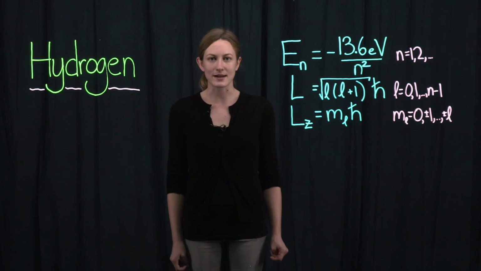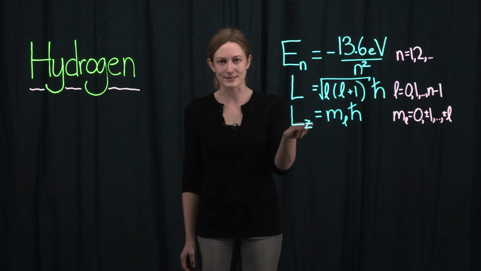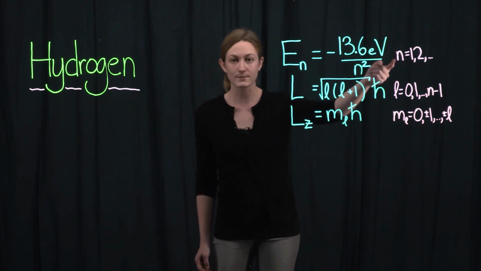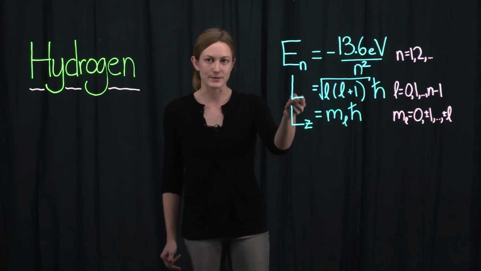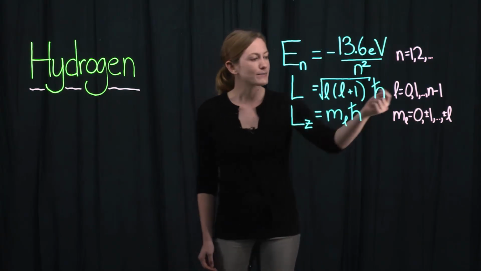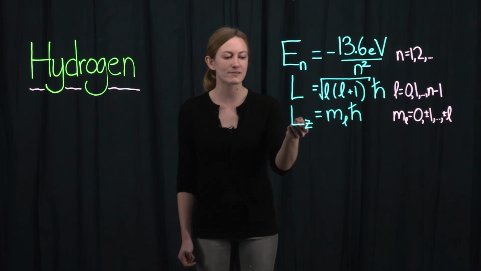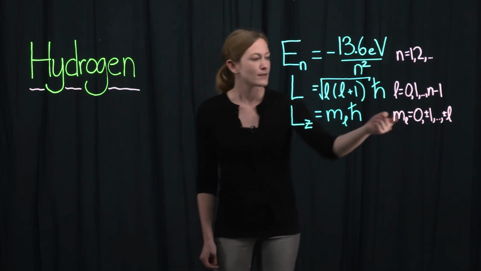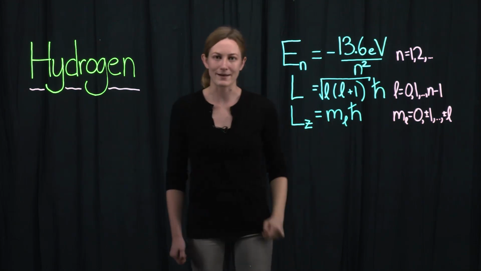Constants of this system's classical motion yield physical observables that allow us to label the states. In particular, the allowed energies are labeled by the principal quantum number n. The allowed values of the total angular momentum are labeled by the orbital quantum number L. And allowed values of the electron's z component of angular momentum are labeled by the magnetic quantum number ML.